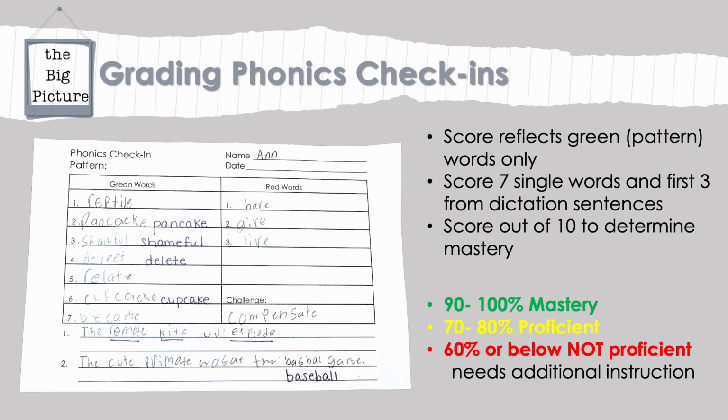Using the same 10-point scoring system every single week makes it easy to compare student growth over time, identify who has mastered the pattern, and quickly determine who may need additional practice or instruction. The goal is not to collect a grade. It's to collect information that helps you make confident instructional decisions.